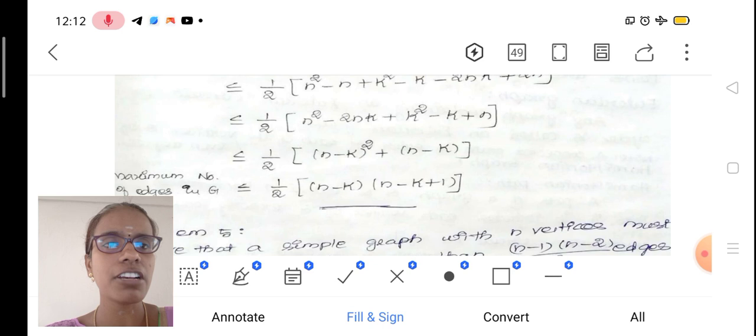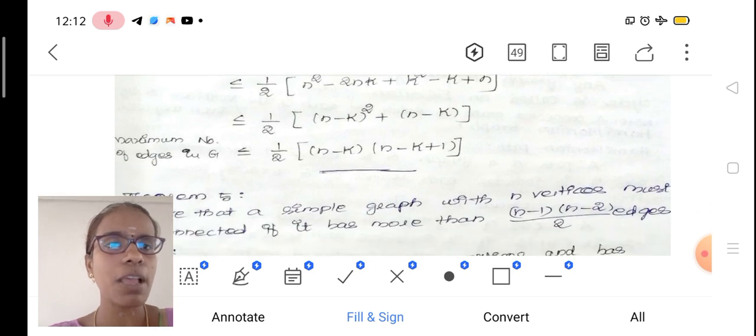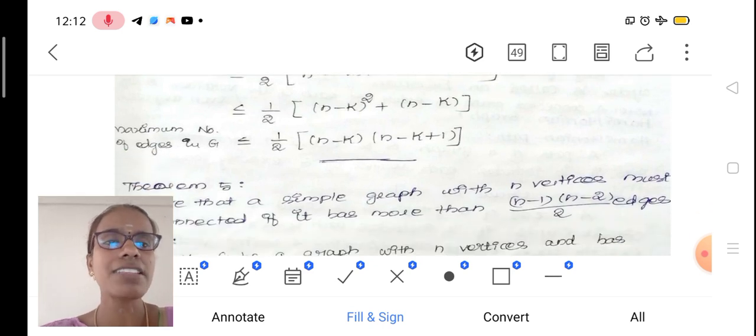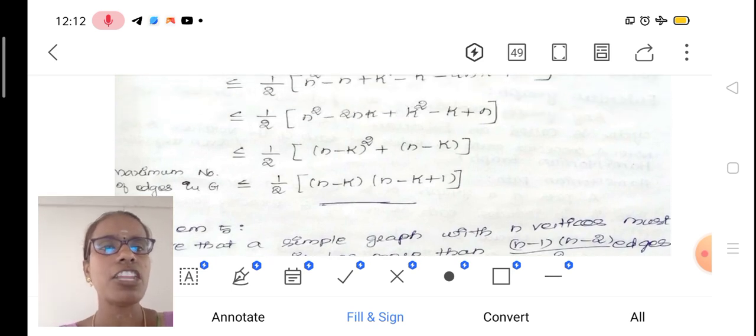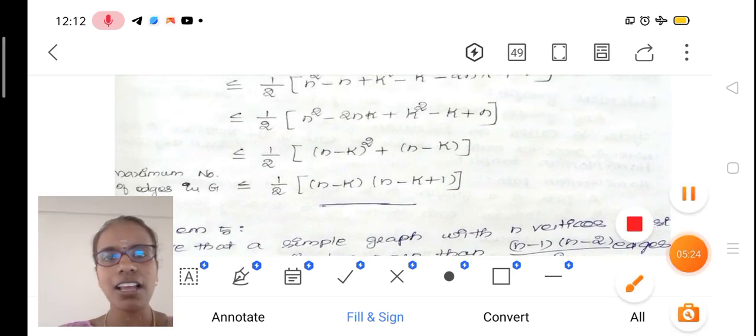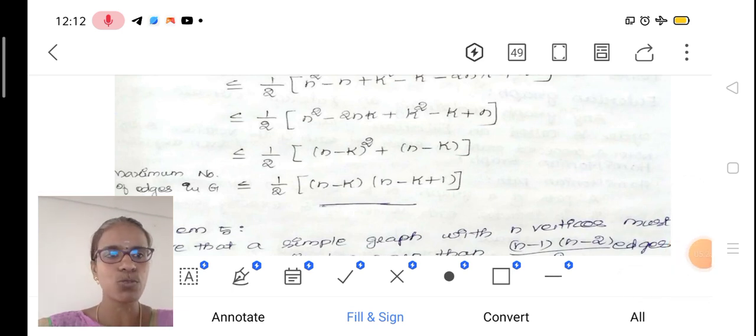Then we can write the first 3 terms as (n - k)^2 + (n - k). So n - k is common, and take the remaining one as n - k + 1. This way we prove the theorem. I think you understand; this theorem is very important. The remaining thing we will see in the next class. Thank you.